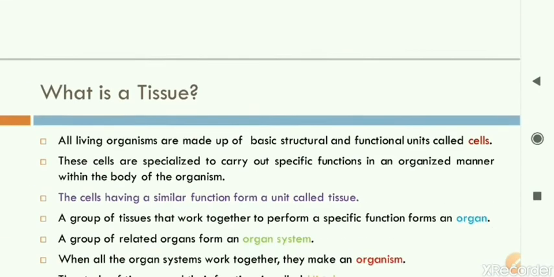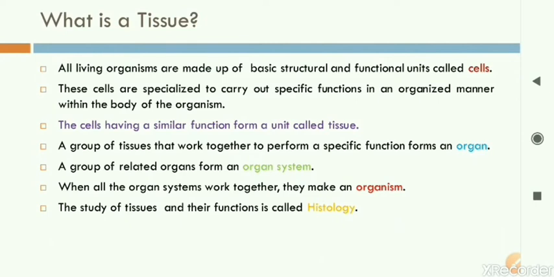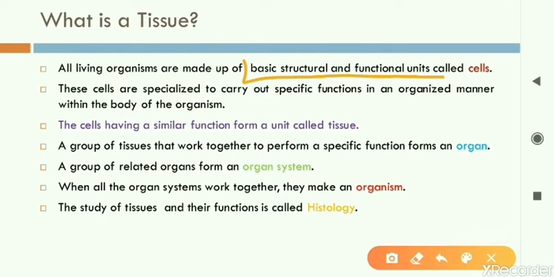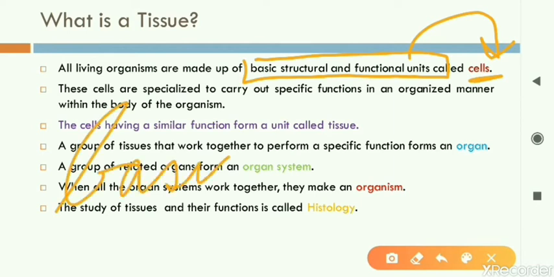Let us have the first topic here, that is, what is a tissue? In each of the living organism's body, we are having structural units or the functional units. These are the basic units of life. What are these basic units of life called? They are called cells. So cells are the basic unit of life, the smallest level of life.